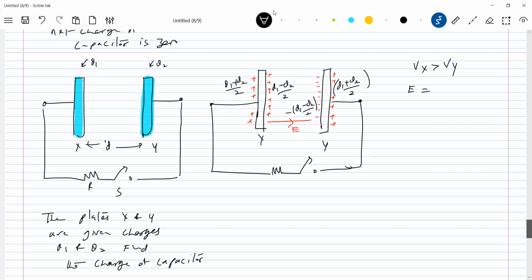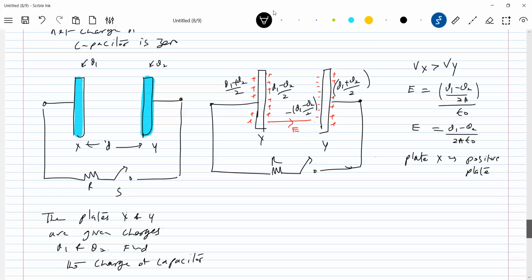What is the expression for the electric field? Q1 minus Q2 by 2, by A, by epsilon naught. This is the charge density, no? Can we calculate the potential difference? Yes. Then what is the charge of the capacitor? The charge of the capacitor is Q1 minus Q2 by 2. The charge on plate X, which becomes the positive plate, on its inner surface should be Q1 minus Q2 by 2.